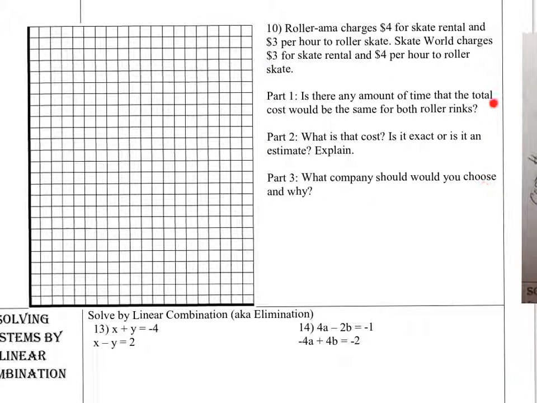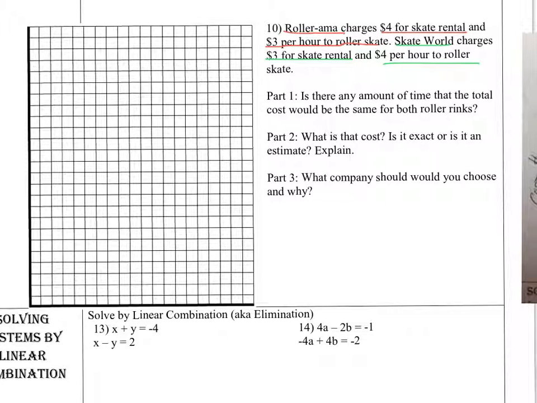Now, there's some questions here, but this is a strategy I want you to use on your exam also. I don't want you to look at these questions until you have a graph. So our goal is to take this information and interpret it into slope-intercept form. So let's do that right now. We've got two problems here. We've got Rollerama, which charges $4 for skate rental and $3 per hour to roller skate. And then I have Skate World. They charge $3 for skate rental and $4 per hour to roller skate.